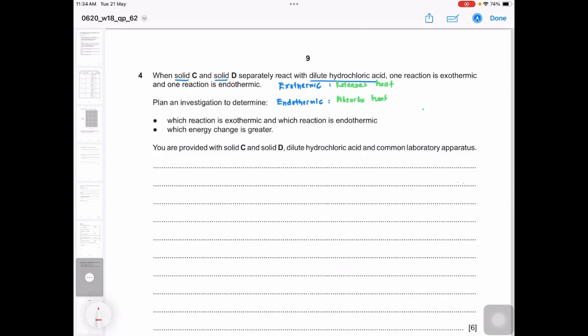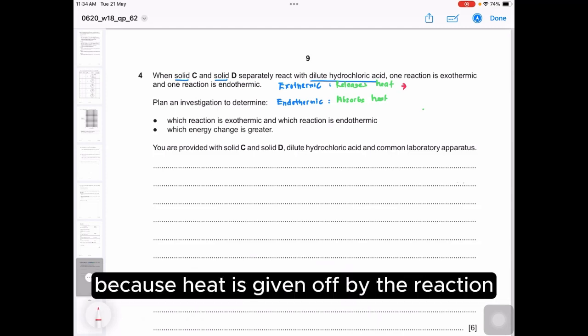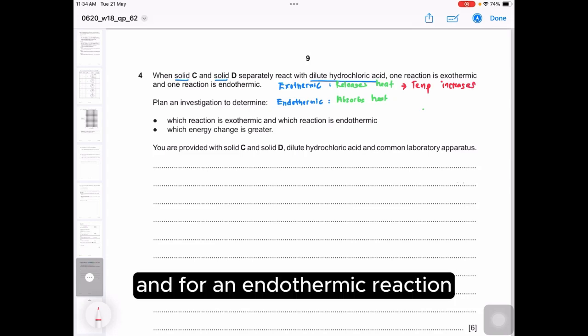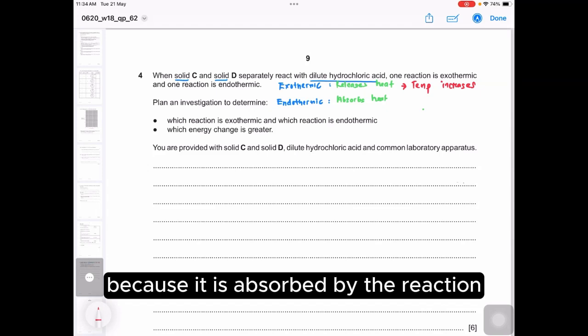So for an exothermic reaction, the temperature of the surroundings increases because heat is given out by the reaction. And for an endothermic reaction, the temperature of the surroundings decreases because heat is absorbed by the reaction.